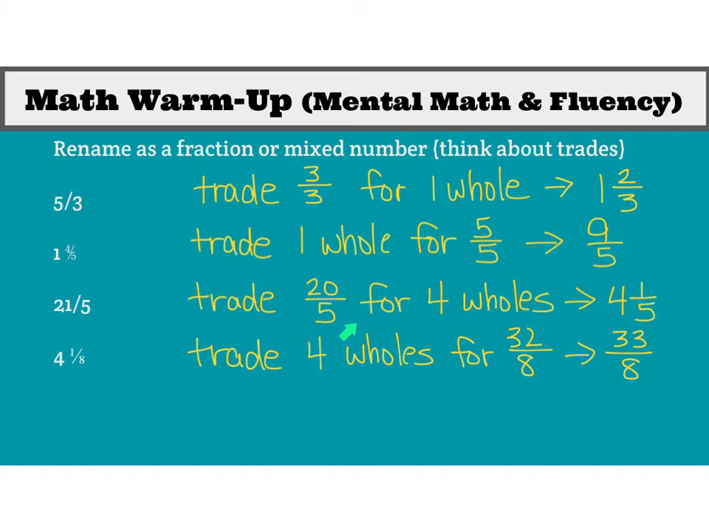The third one, we have 21/5. Trade 20/5 for 4 wholes, and then we get a mixed number of 4 1/5. And for our last one, 4 1/8, I traded 4 wholes for 32/8, and then I add that 32/8 to the 1/8 that was already there, which gives us 33/8.